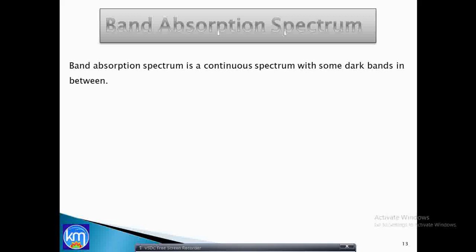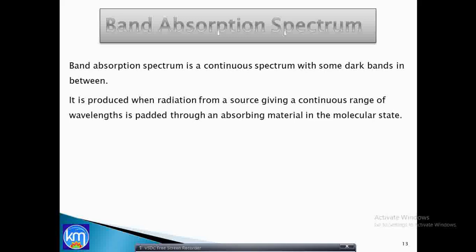So the band absorption spectrum is a continuous spectrum. As I said, we have the colored background again with some bands, that is, instead of lines, the lines will be spread into bands, that is, closely packed lines appearing as a band. It is produced whenever radiation from a source giving out a continuous range of wavelengths, such as an incandescent bulb, passes through any absorbing material which is in the molecular state. Then you get this band absorption spectrum.